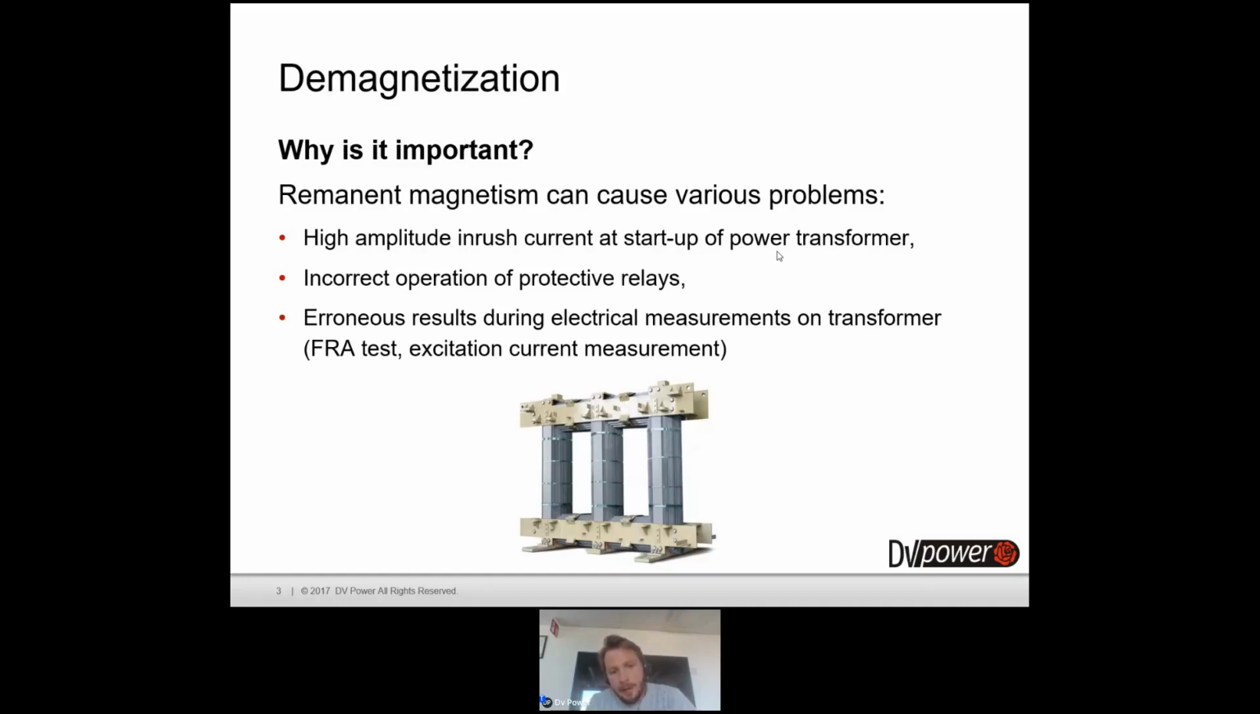And the third influence, in my opinion the most important for testing engineers, is a very high influence on the results of some routine tests: the frequency response analysis test, FRA test, and the excitation current measurement test. Also the magnetic balance test, because I see here that there are people from India, and they use the magnetic balance test quite often.